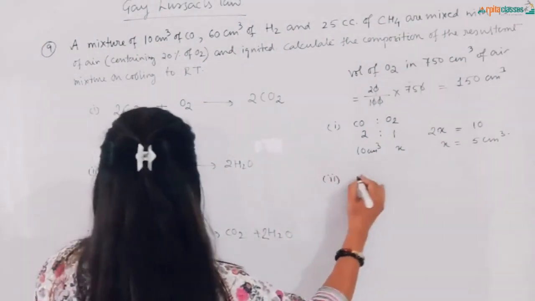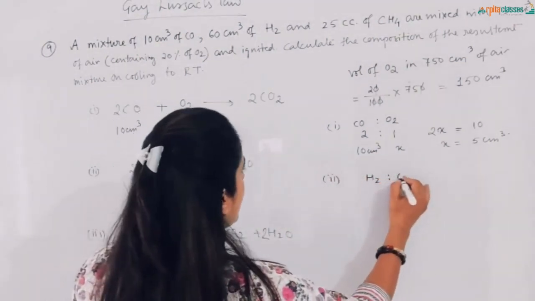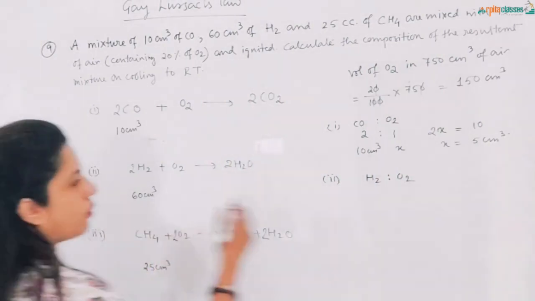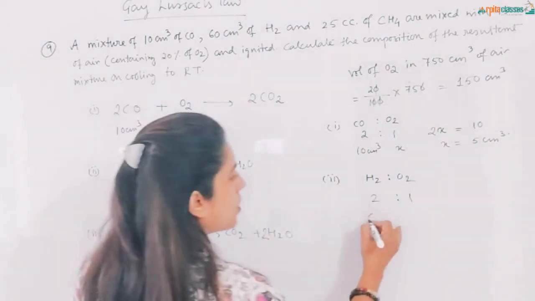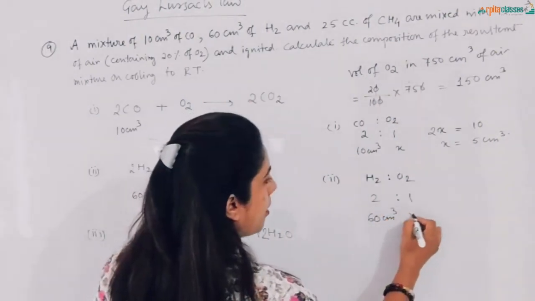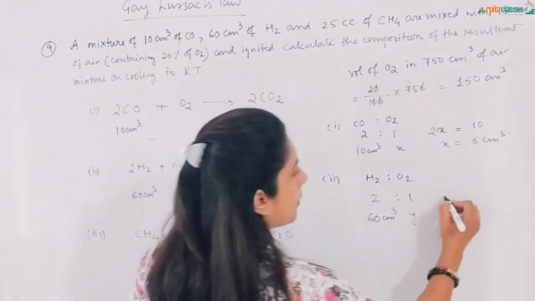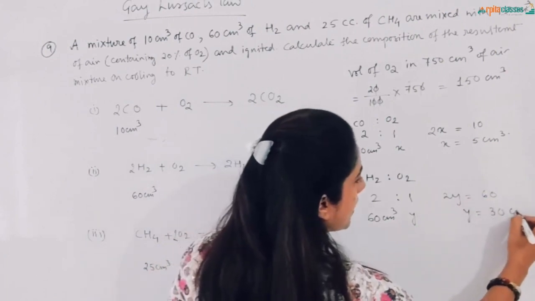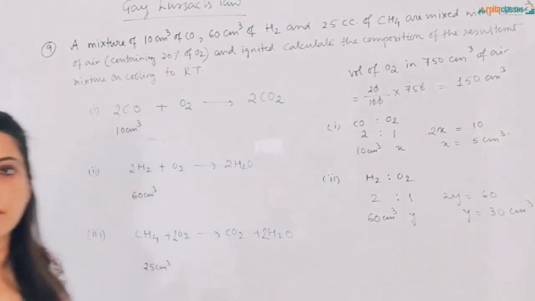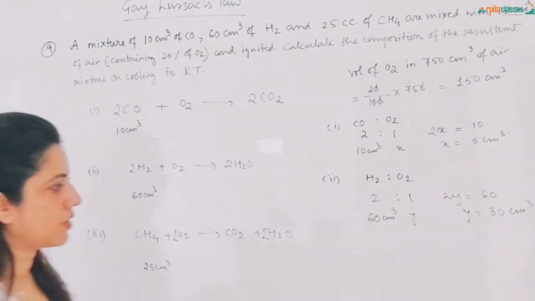From the second one, the ratio between hydrogen and oxygen is 2:1. Hydrogen is 60 centimeter cube. So if this is 60 centimeter cube, how much is oxygen over here? You are getting 2y is equal to 60, or y is equal to 30 centimeter cube. So we need 30 centimeter cube of oxygen for the second reaction.